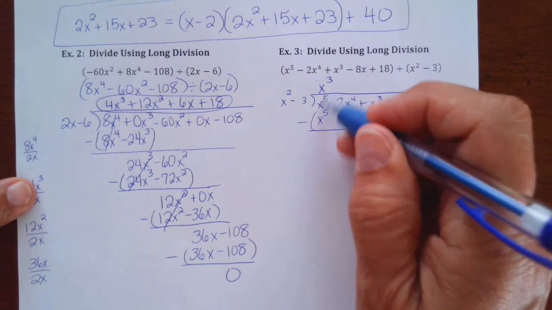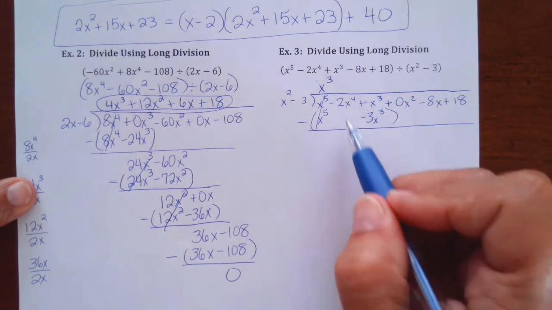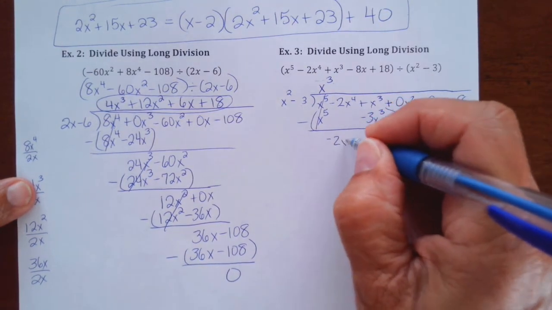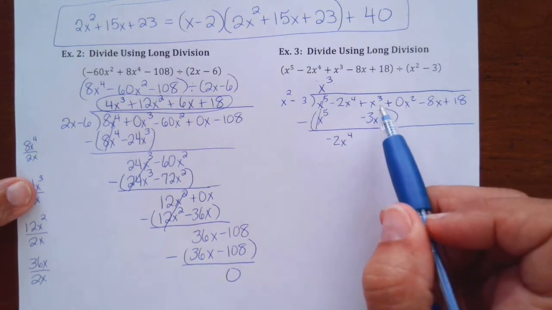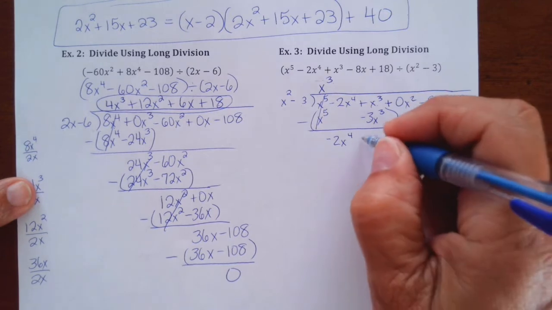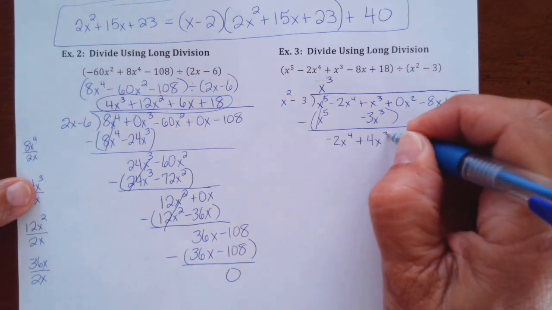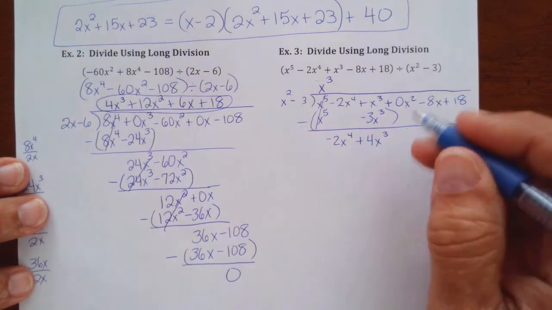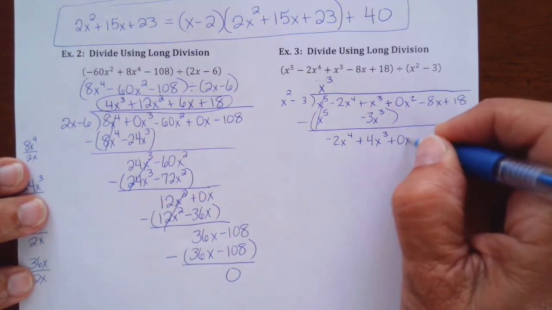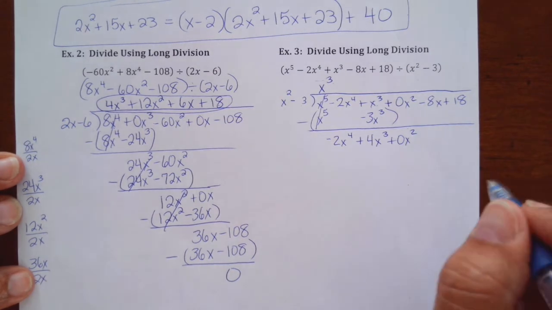So these are going to cancel out. So this is still going to come down, the negative 2x to the 4th. And now you have x cubed minus negative 3. So that's 1x cubed plus 3. So now we've got 4x cubed. Okay? All right. And then we bring down the next term, 0x squared. And we start all over again.